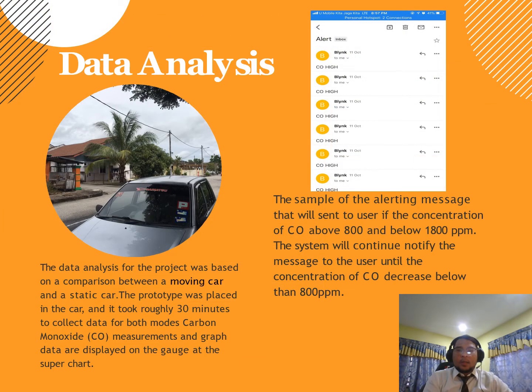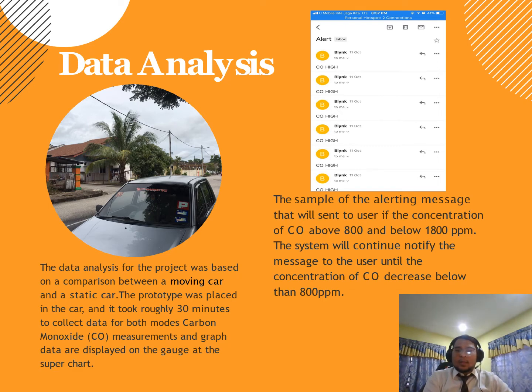The data analysis for the project was based on a comparison between a moving car and a static car. The data was collected at Pedang, Pertam and Sungai Petani Residential using a Proton car. The data was recorded for nearly 2 weeks from 5 to 20 November. The prototype was placed in the car and it took roughly 30 minutes to collect data for both modes. Carbon monoxide measurements and graph data are displayed on the graphs at the Superchart.